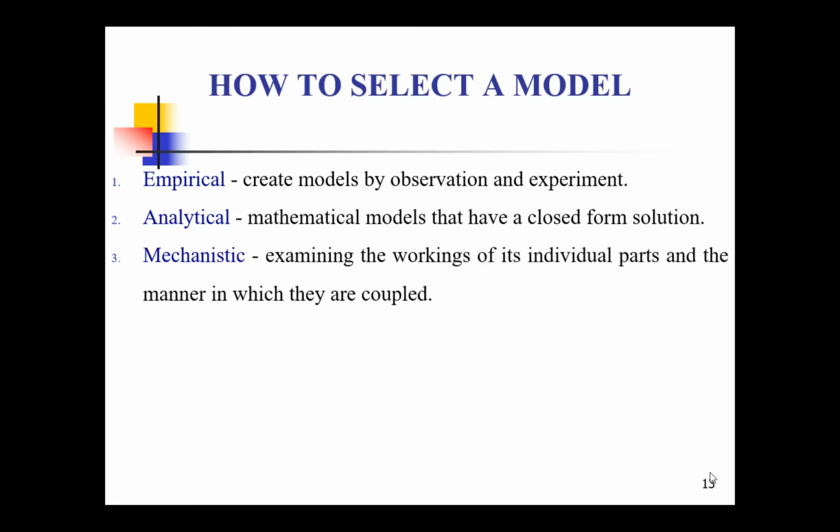Then we have the mechanistic models, from mechanism. So mechanistic is nothing but a mechanism. The working of the individual parts, how individual parts work, we are going to examine first. Then I am going to couple them so that a mechanism can be developed. For example, the working mechanism of a robot that I am going to provide by means of a model becomes a mechanistic model, because the robot's working is based on some mechanisms. So that is a mechanistic model.